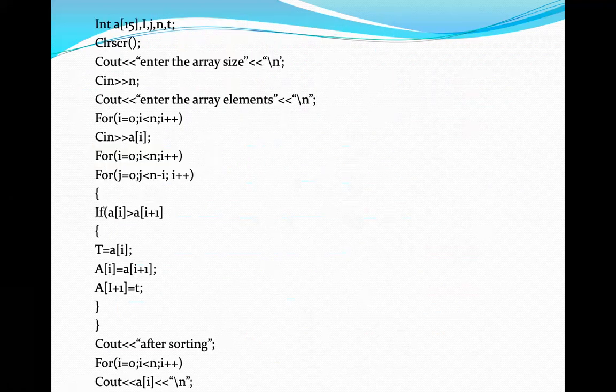So, putting it all together, this is the example program. Enter the elements and clear the screen. What is the array size here? I have taken the loop as 0 to n. For entering the elements, and for sorting, we need two loops, i and j. If a of i is greater than a of i plus 1, then swap it. Swapping means we need to use a temporary value.